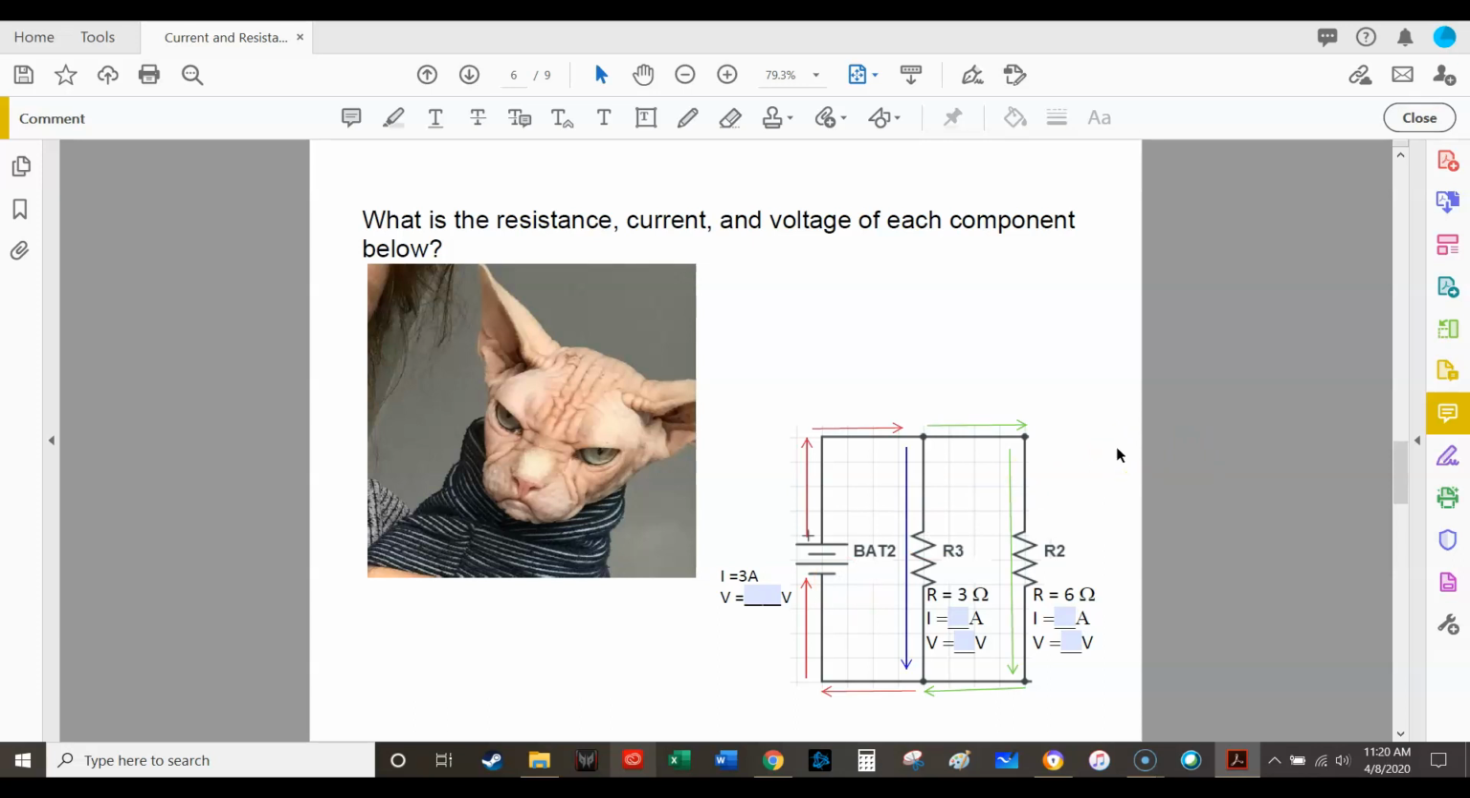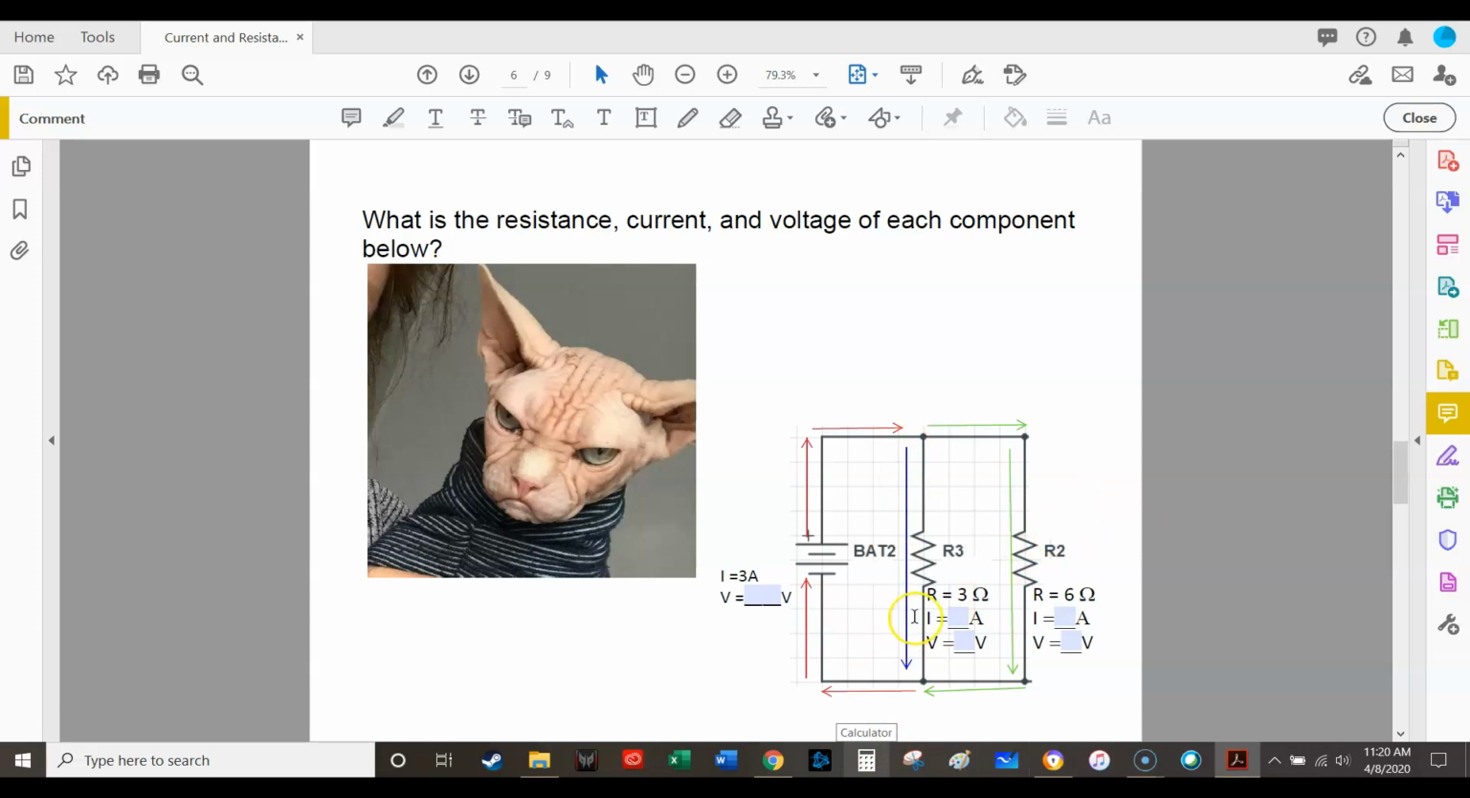Now that I've thought about it, that means that R2 and R3 are in parallel with each other. Parallel means they get their own separate currents from each other. So everything is in parallel: the battery, R2 and R3. That means if we know the voltage across the battery, we know the voltage across R3 and the voltage across R1. And if we know one of these currents, we can get the other current too.